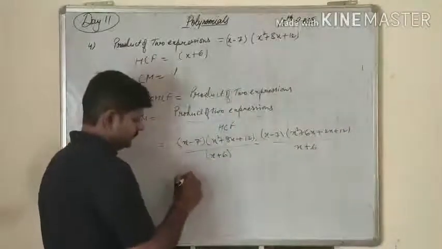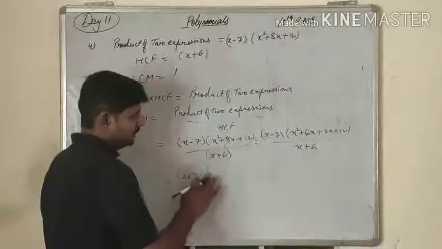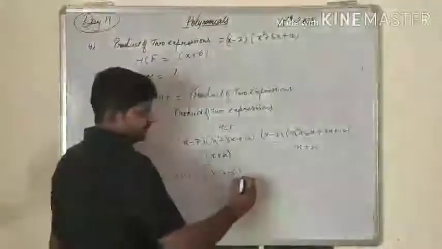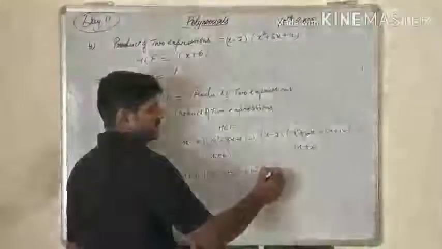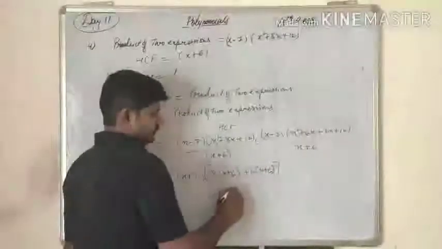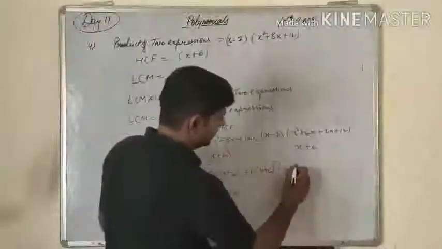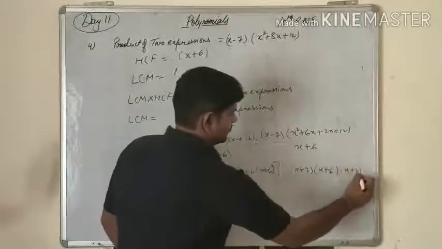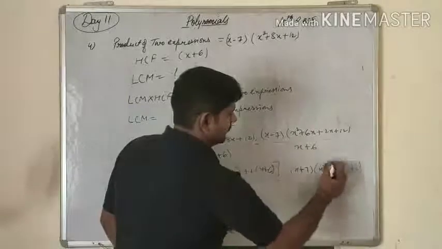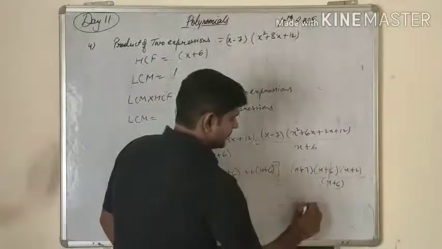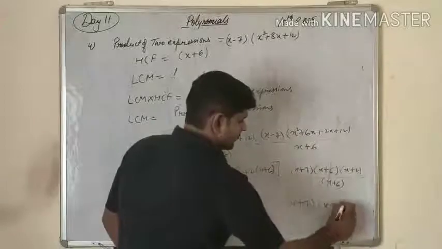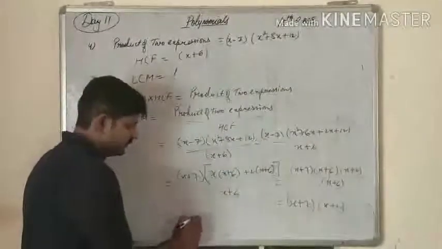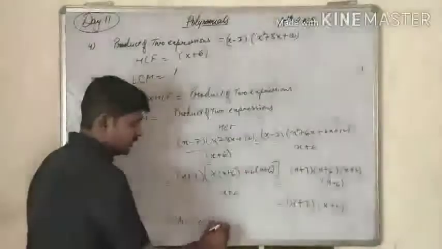If we take common, so x is common, so x plus 6 is left. 2 is common, so x plus 6 is left. So finally we got factors x minus 7, x plus 6 and x plus 2 divided by x plus 6. Both are cancelled and we get x minus 7 and x plus 2. So finally we got LCM, which is x minus 7 and x plus 2.